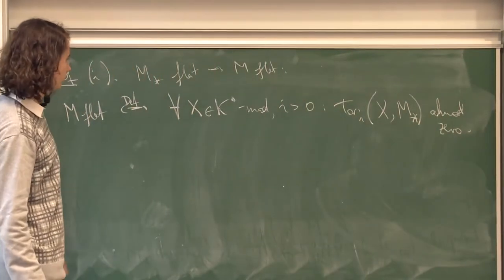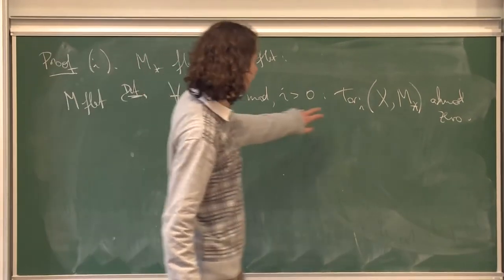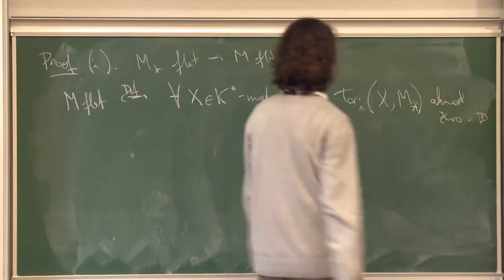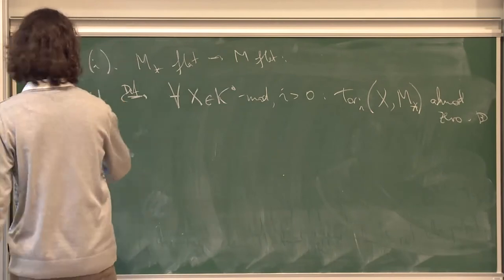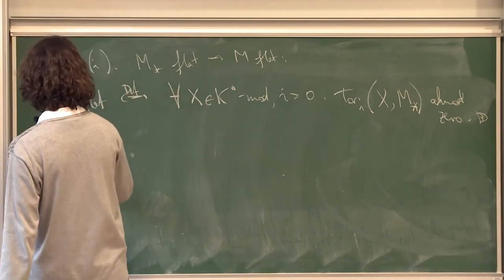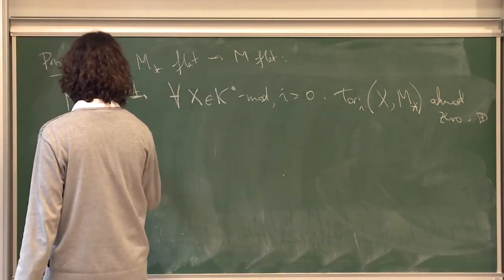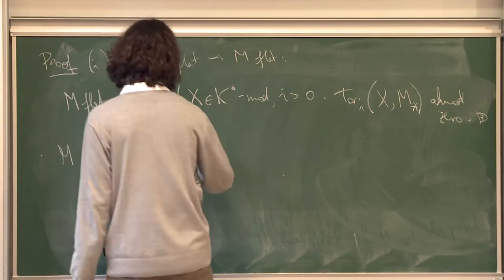But of course, if m lower star is flat, then this thing will be 0. So that implication is clear. Then the second implication is that if m is flat, then m lower star has no pi torsion.